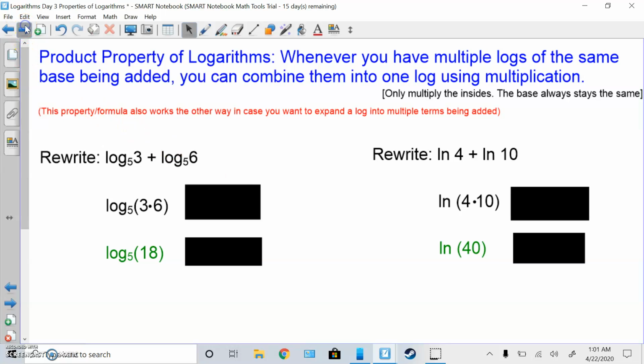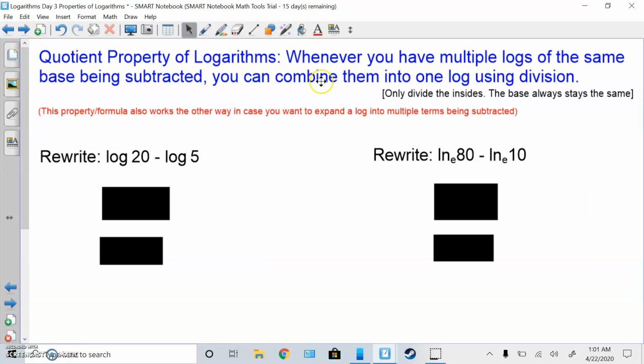Alright, the last property is the quotient property. Whenever you have multiple logs of the same base being subtracted, you can combine with a single log using division. Again, only divide the insides, the base stays the same. And as always, this property, your formula works backwards as well, if you want to split it up to multiple logs being subtracted, but usually you don't do that.